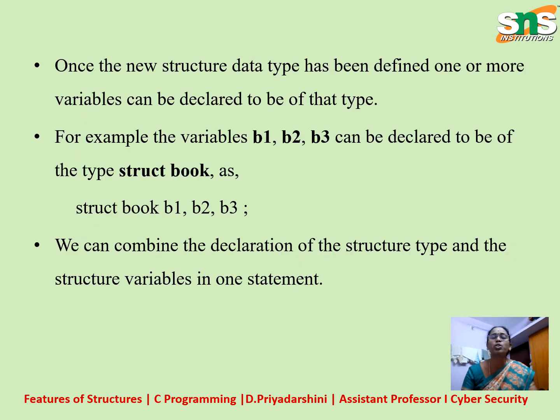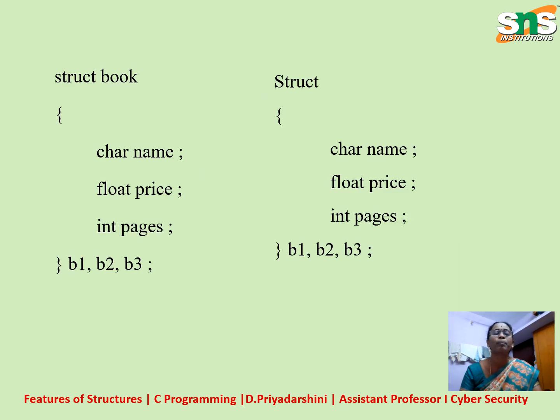Once a new structured data type has been defined, one or more variables can be declared to be of the same type. For example, B1, B2, B3 are the variables declared for the structure. These variables B1, B2, B3 consist of the same data types that the structure holds.